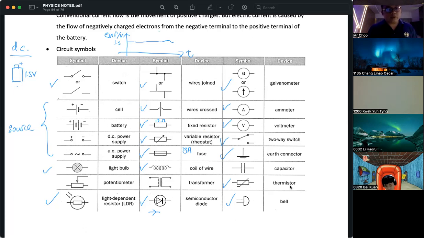Okay, the next thing I want to go through is the capacitor. A capacitor is similar to a battery, but it's not a battery. Basically, it is a component that stores excess charges. So a capacitor itself is something that tries to stabilize your voltage.